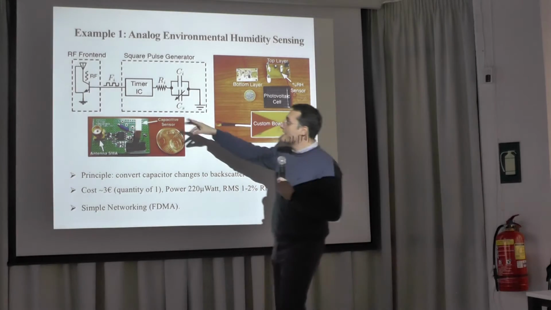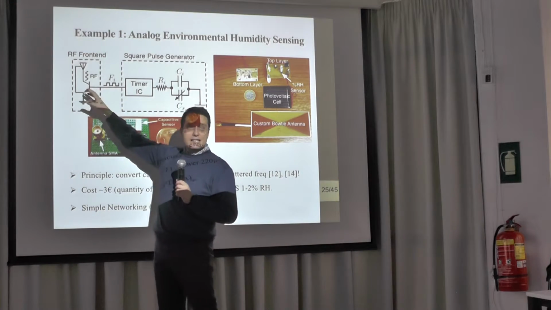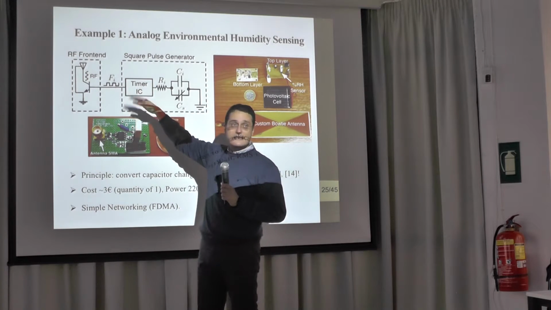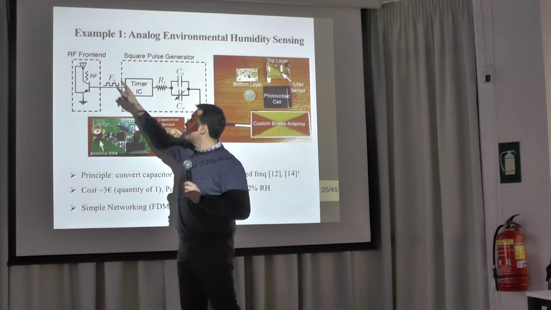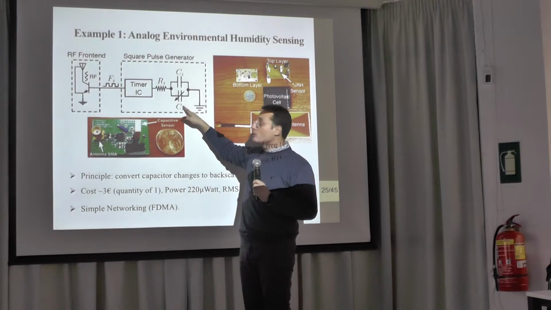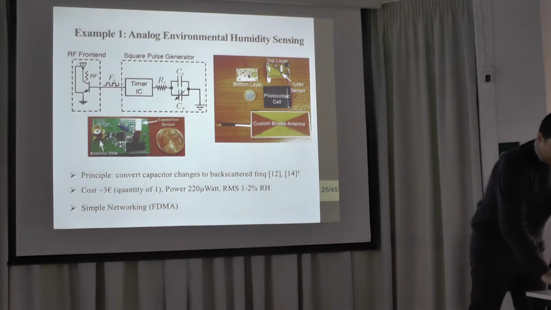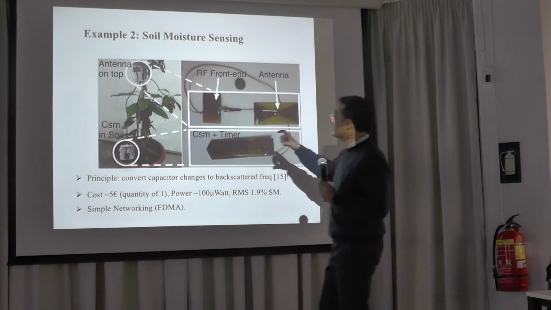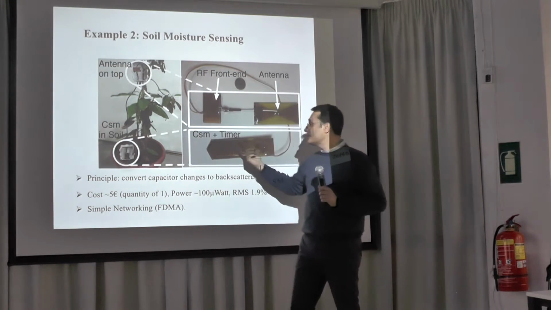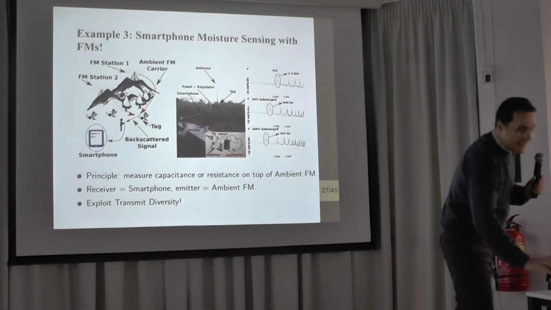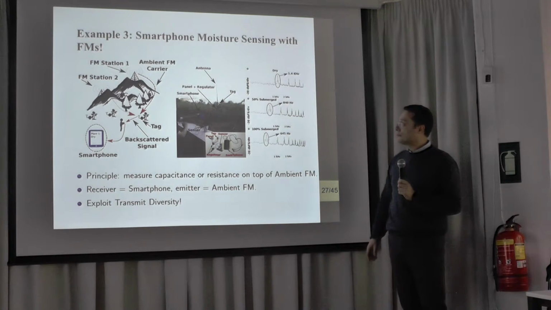So this is the very simple principle that I showed before. You have an antenna that switches between two loads with a frequency that depends on what I want to measure. What I want to measure here is environmental humidity. That was the first thing that we did. The second is that we replaced that capacitor for environmental humidity with a capacitor that we built for soil moisture. And this is the last one, which I'm very, very proud of.